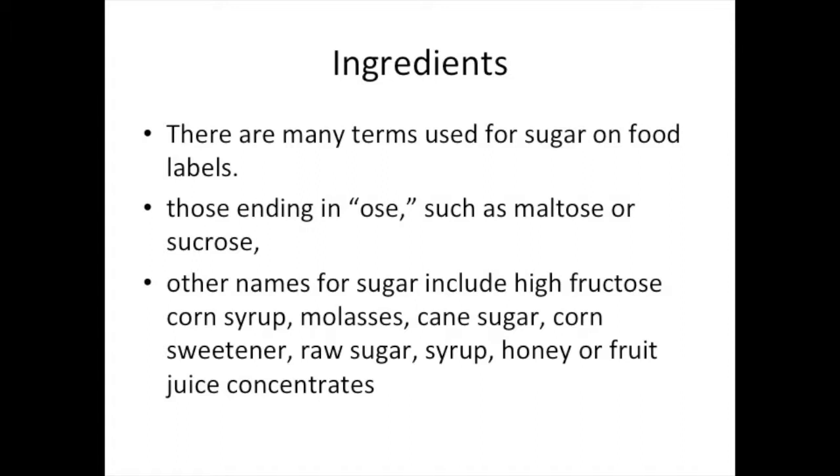So when you're looking at food labels and thinking about carbohydrates, it is important to read the ingredients list. Look for added sugars. There are many terms used for sugar on food labels. Those ending in "ose" are good hints like maltose or sucrose, but there are other names for sugar, including high fructose corn syrup, molasses, cane sugar, corn sweetener, raw sugar, syrup, honey, fruit juice concentrate.